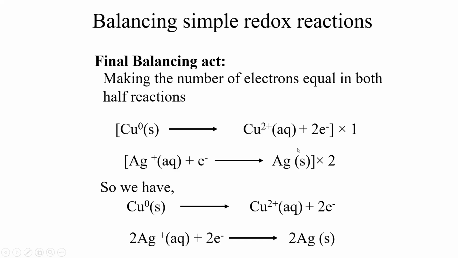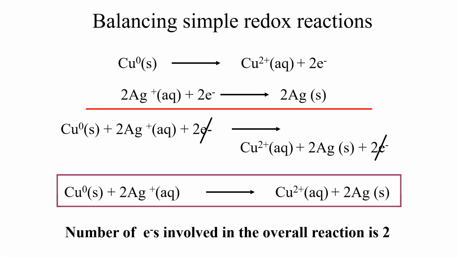How do we cancel out the number of electrons? By multiplying this half equation by 1 and multiplying this by 2, so that this becomes 2 electrons. The oxidation also has 2 electrons, and the 2 electrons can cancel out. In doing that, if we are multiplying the reduction half equation by 2, it's not just the electrons we are multiplying, we are multiplying all the terms by 2. So silver ion becomes 2 moles of silver ion, the electrons become 2 electrons, and silver becomes 2 moles of silver atom. When we do that, the electrons will cancel out on both sides.